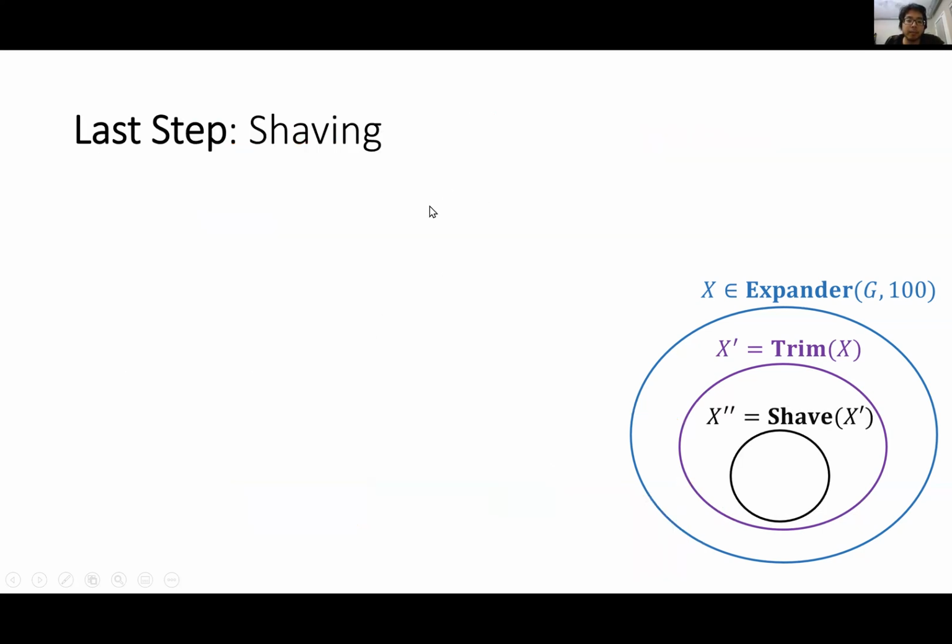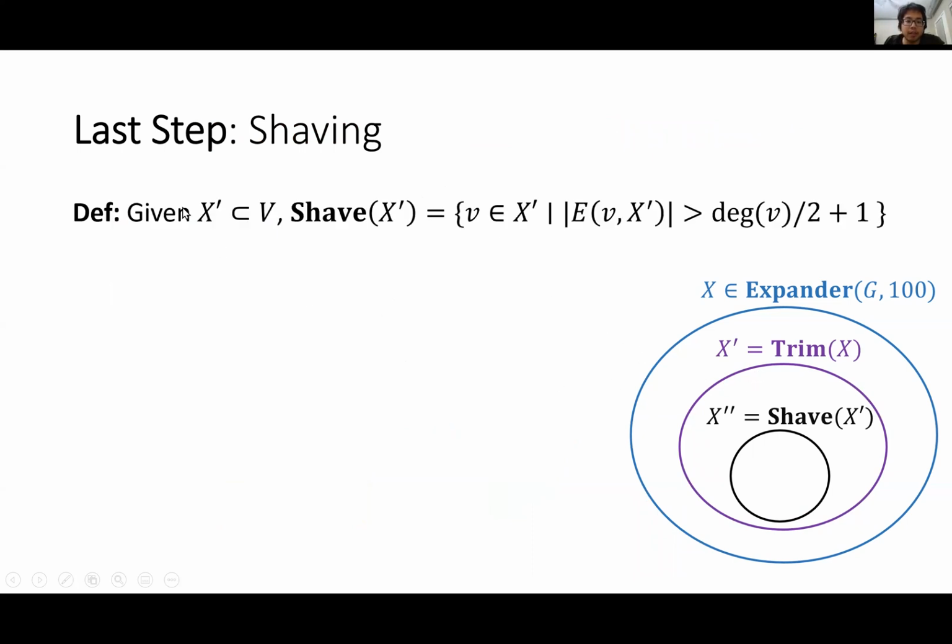So now the last step. The last step is to shave. So it's defined like this. Given X prime, shave of X prime is just a collection of nodes in X prime such that the inside degree is strictly more than the degree of the node over 2 plus 1.